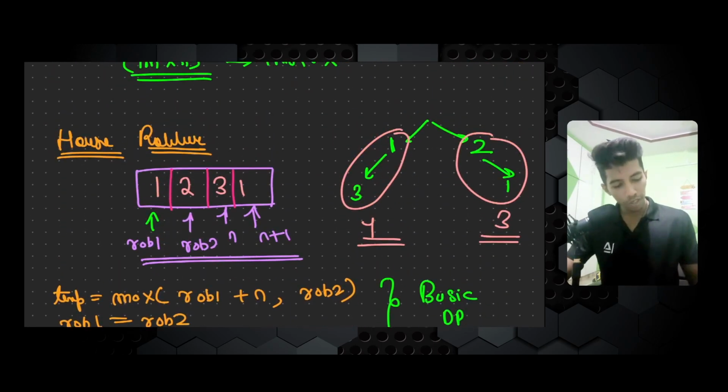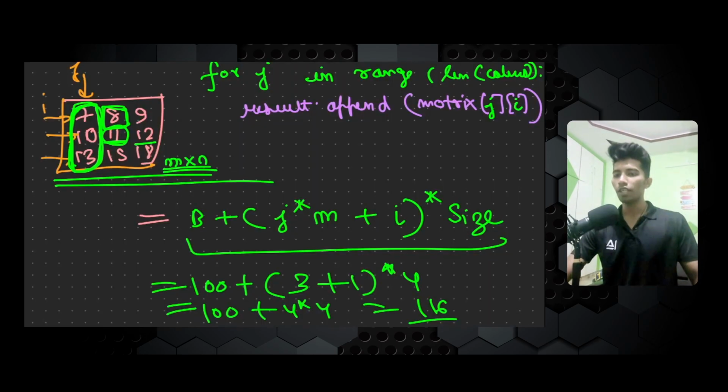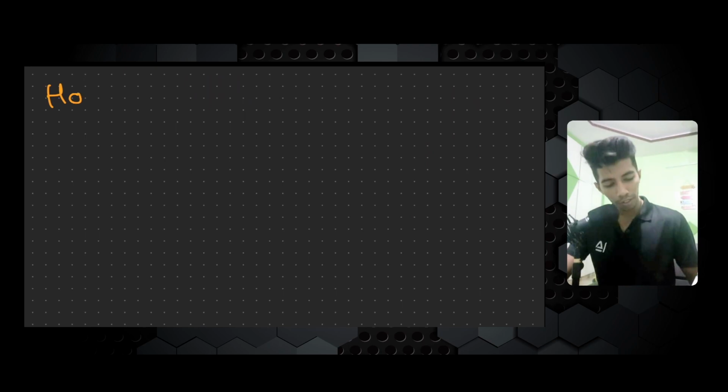I think you understood this problem now. You understood what row measure and column measure actually look like. Now what we will do? Now we will try to solve one more problem, the end part of this video, which is house robber.